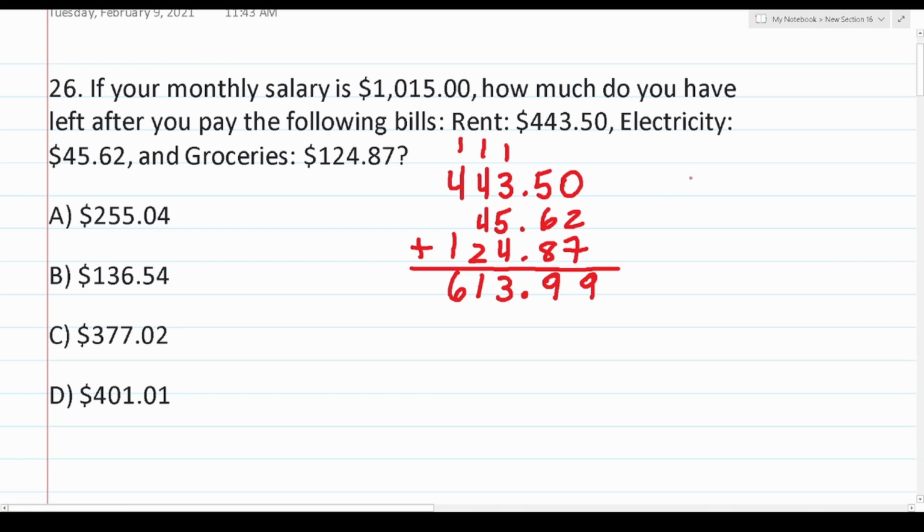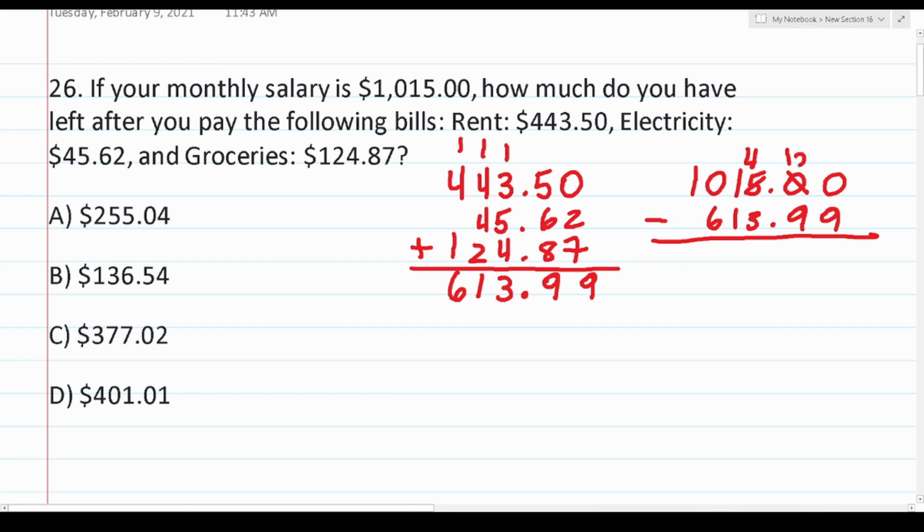And now to solve this one, we're going to take our monthly salary, which is $1,015, and we're going to subtract our bills, which are $613.99. Here's where a lot of people might get stuck, in as much as they're doing 0 minus 9. You would look to the left to see if you can borrow, and since that's also a 0, you can't borrow from it. You're going to have to come all the way over here and borrow from this 5. That's going to become 4, and now this is going to become 10.